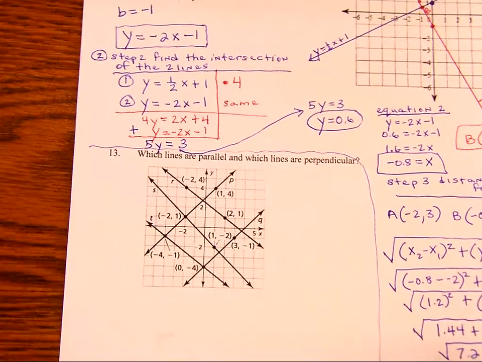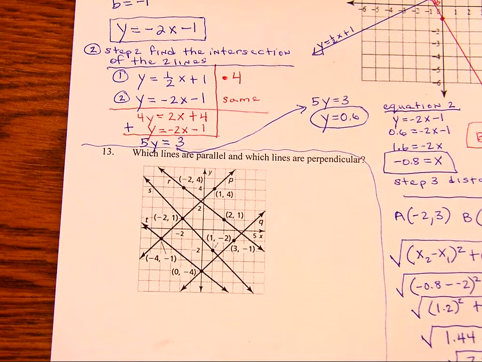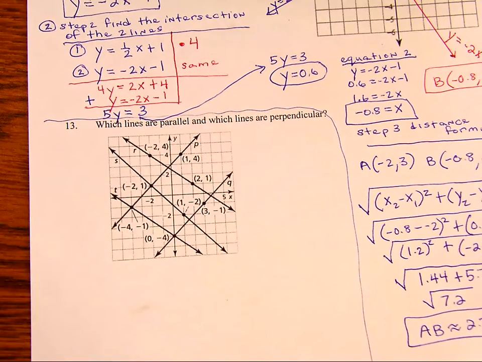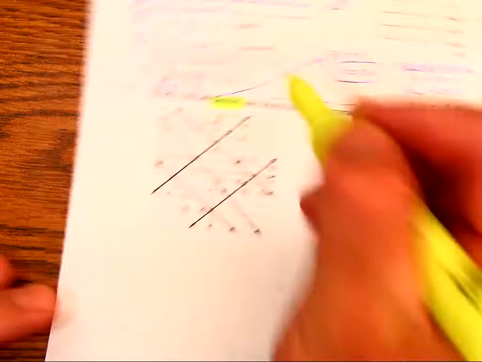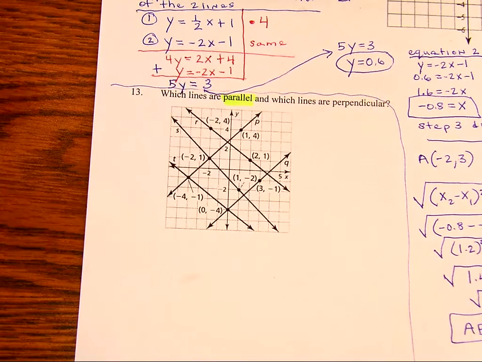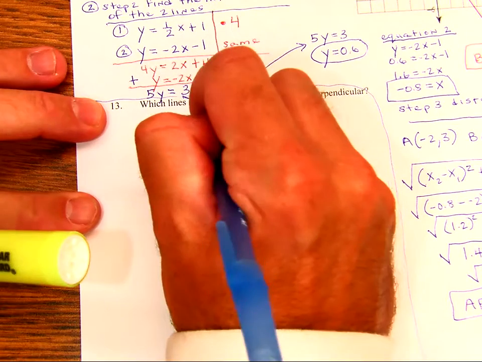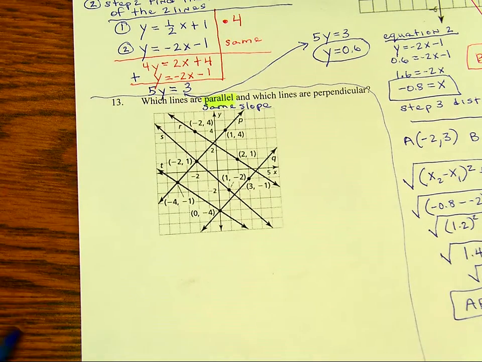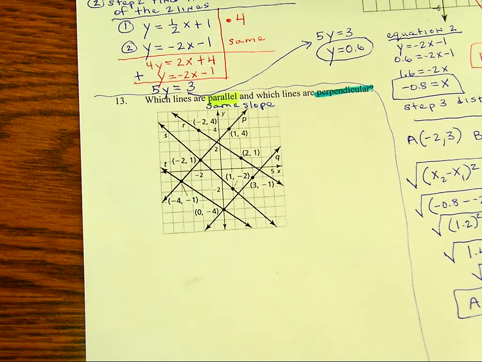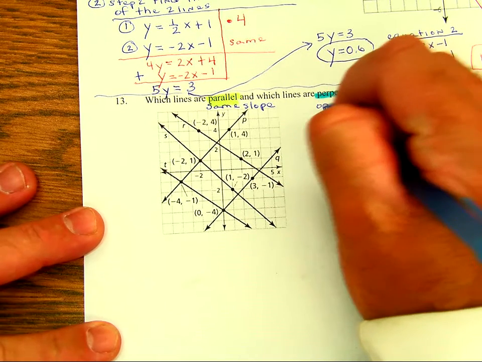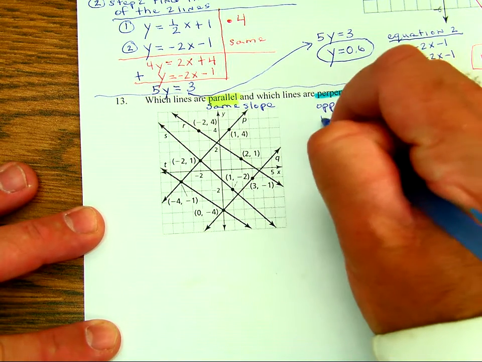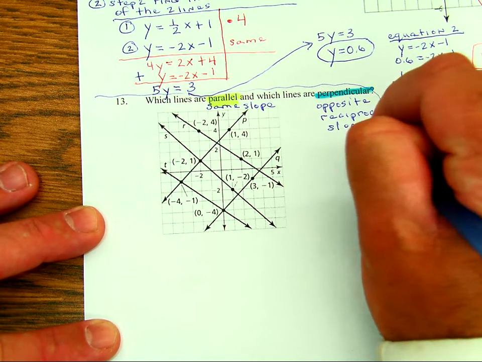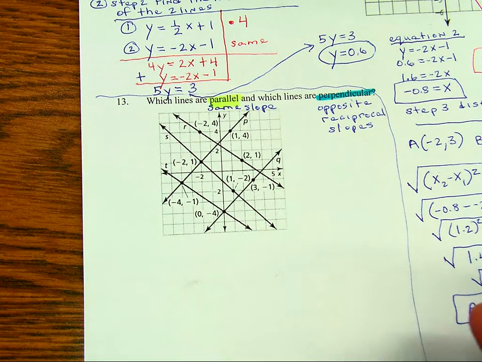Okay, lastly, problem number 13. Which lines are parallel? So, parallel lines have the same slope. Parallel lines are lines that have the same slope. Whereas perpendicular lines, the slopes are opposite reciprocals. So there's several lines here.